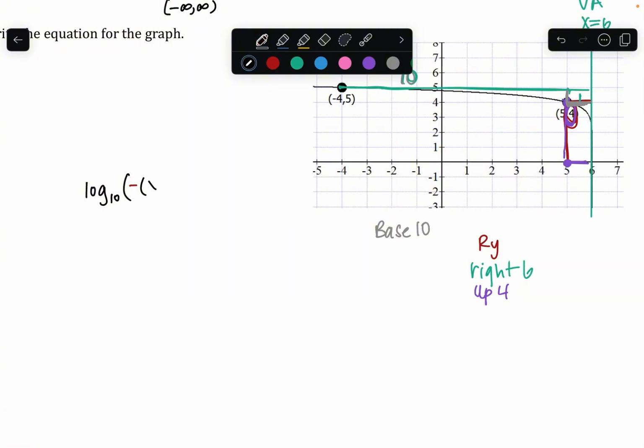Add a second set of parentheses to do your right 6. Close both parentheses, and then a +4 at the end. Okay, and so I'm going to get rid of this base 10 because we leave that invisible for base 10. Base 10 only is common log. And so my equation is y equals log of negative quantity x minus 6, plus 4.